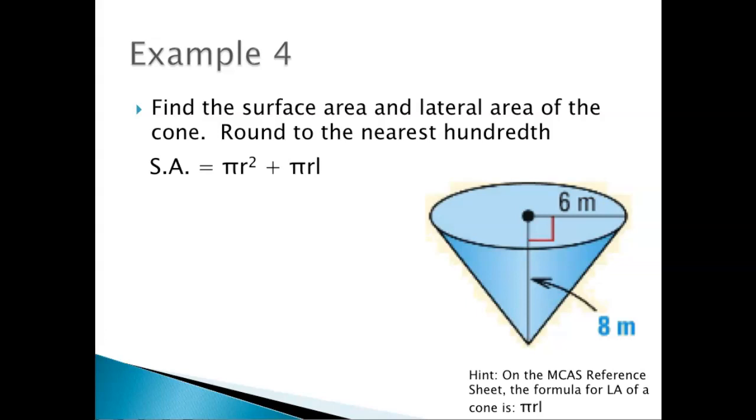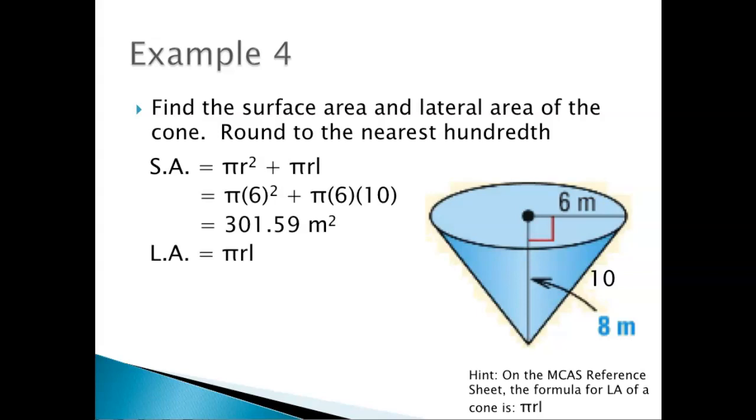Now, what is l equal to? l is the slant height, which is not given to us here, but with the use of a Pythagorean triple or using the Pythagorean theorem, we can find that this slant height here is 10. So now we can plug everything in. We have pi times 6 squared plus pi times 6 times 10, and that comes out to be about 301.59 square meters. And then for the lateral area, this is just pi r l, so this is just pi times 6 times 10, which comes out to be about 188.50 square meters.